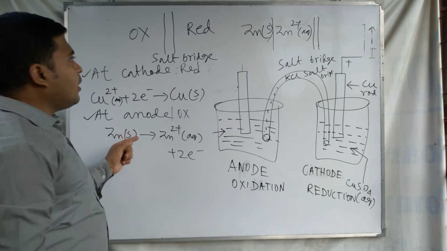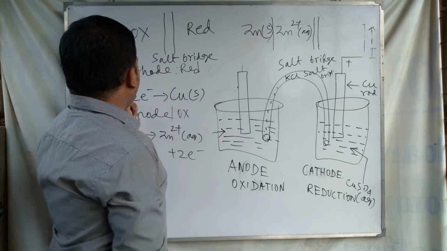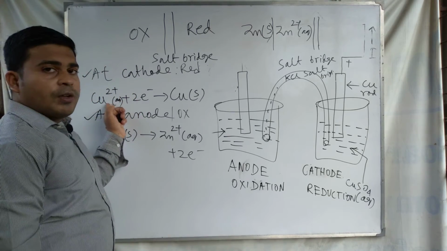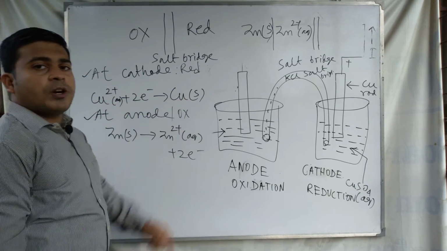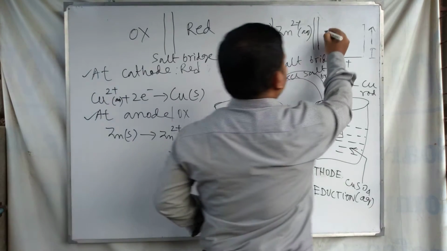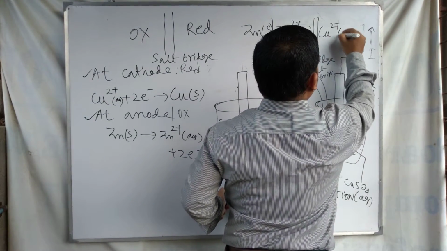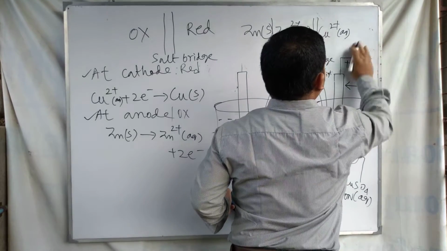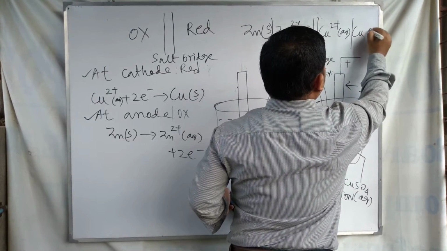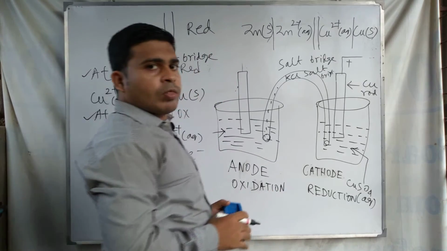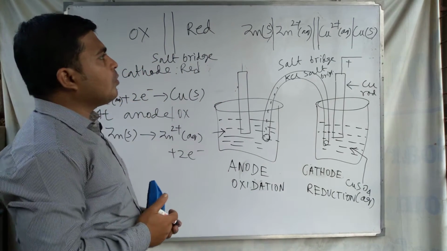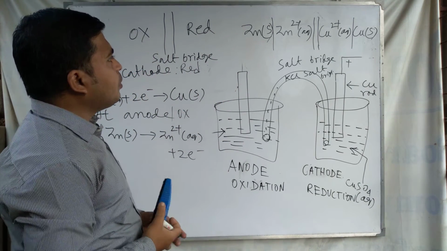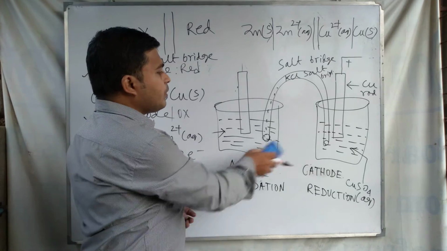Then in the reduction half, copper 2 plus aqueous changes into copper solid. So we represent it as copper 2 plus aqueous to Cu solid. Okay, copper 2 plus aqueous to Cu solid. So this is the representation of this galvanic cell.